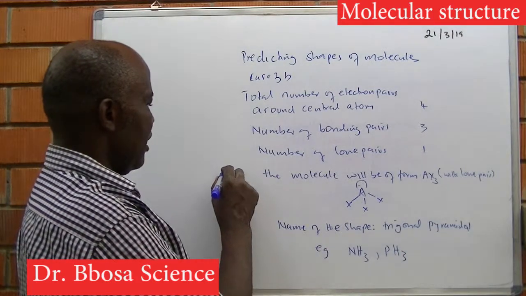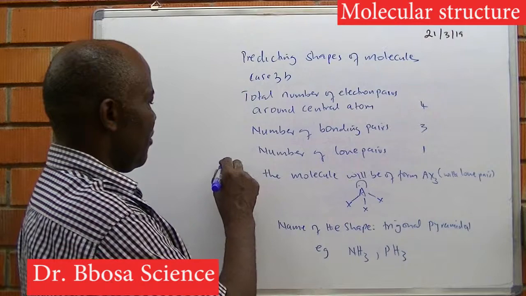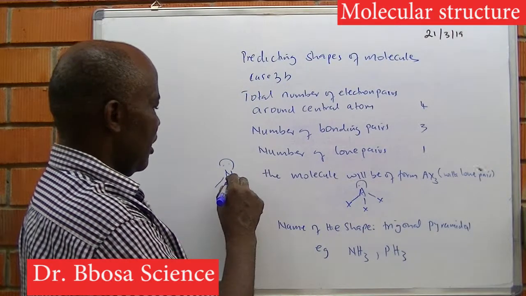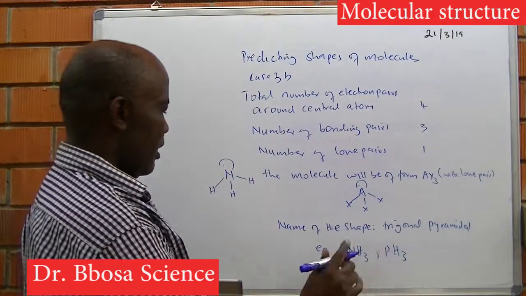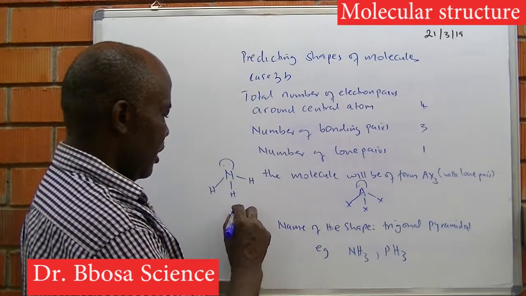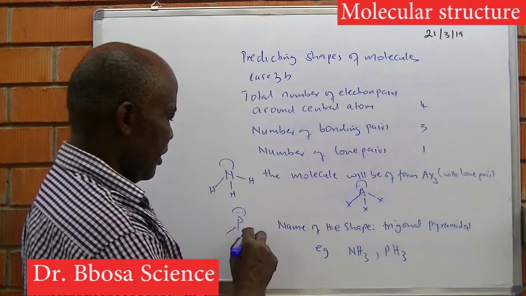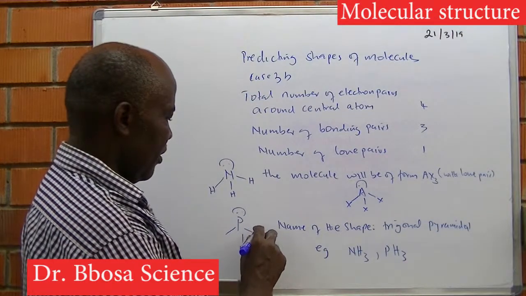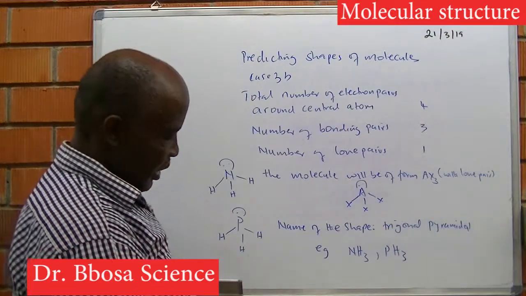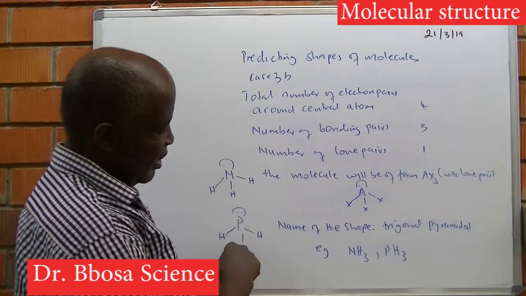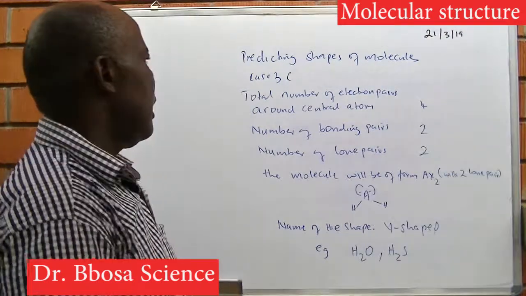In ammonia, you draw nitrogen, you put a lone pair of electrons, you put hydrogen, hydrogen, and hydrogen. Similarly, in phosphine, you put a lone pair of electrons, hydrogen, hydrogen, hydrogen. Phosphorus is at the peak of a pyramid, a triangular pyramid.